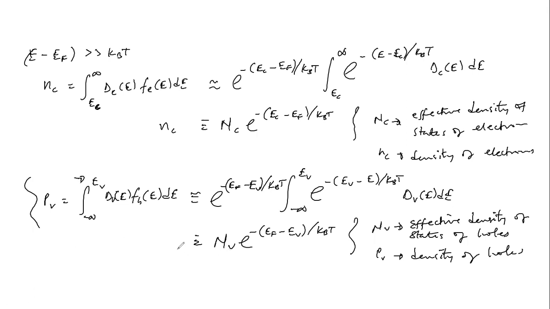So hence, the product of the electron concentration in the conduction band and the hole concentration in the valence band is independent of the position of the Fermi level and depends only on the energy band gap, that is, the product of N sub C and N sub V times exp of minus E sub G. Okay, so this is independent of the Fermi level, but it is dependent on the energy band gap, E sub G.